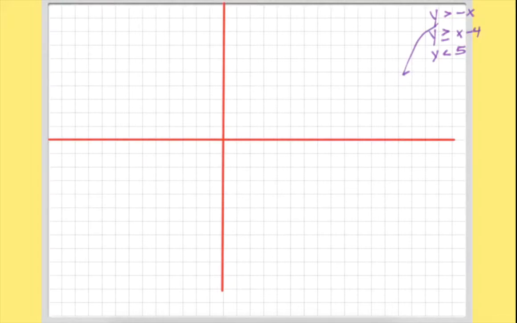Alright, so if we look at the first one, it has a y-intercept of 0 and a slope of negative 1, meaning it's going down 1 and over 1. And since it's greater than and not greater than or equal to, we want dotted lines.